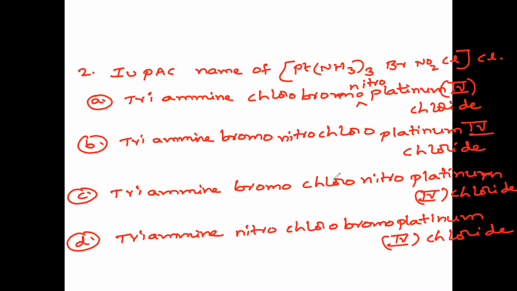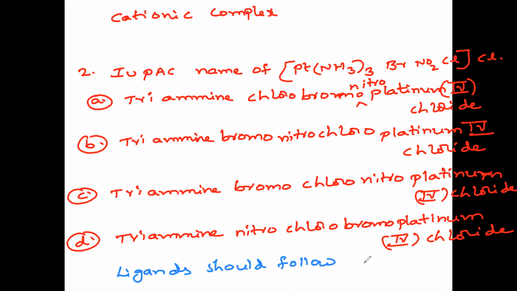So no need to see whether it is a cationic complex or anionic complex. Anyway, they have given platinum, the name of the metal as it is. So definitely this should be a cationic complex. So first it is clear it is a cationic complex. Second thing we have to see, I'll write the solution here, is the arrangement of ligands. The arrangement of ligands should follow alphabetical order in the name.